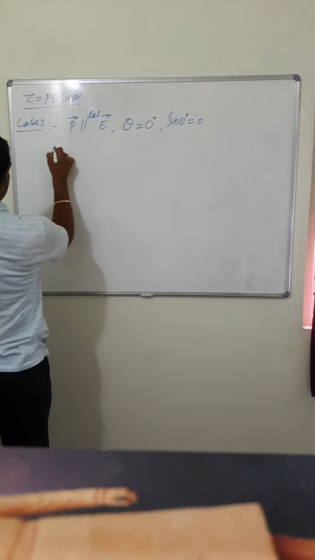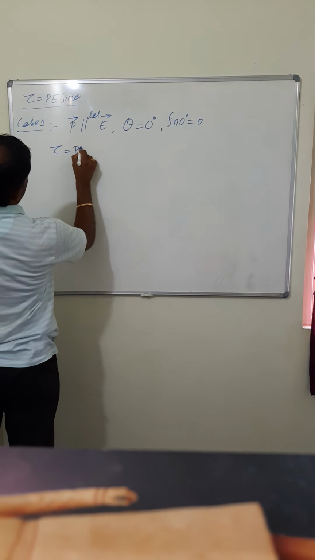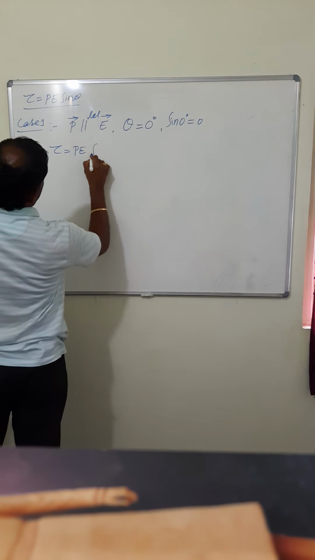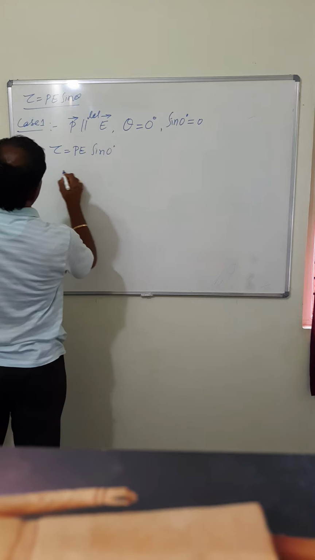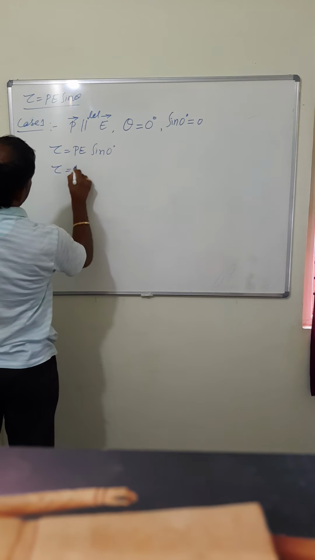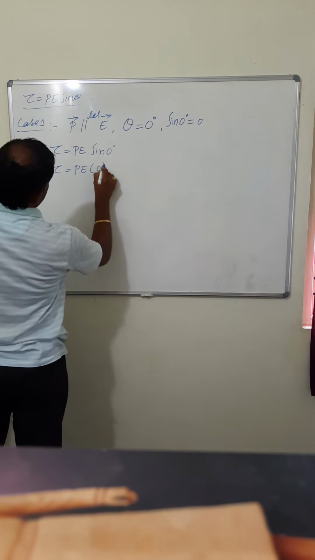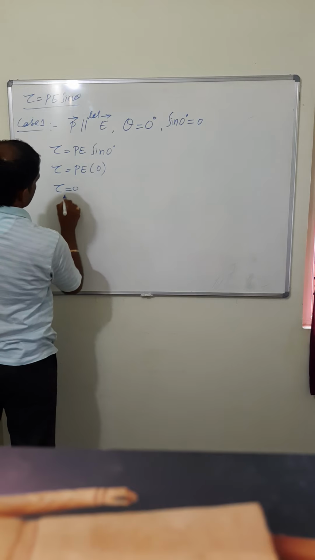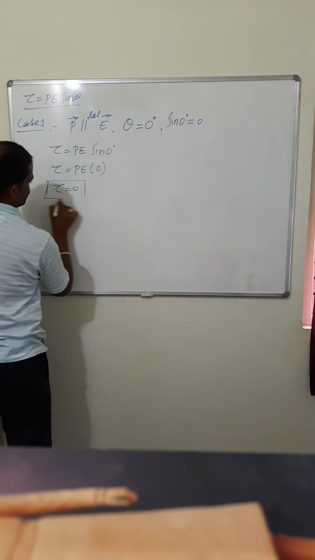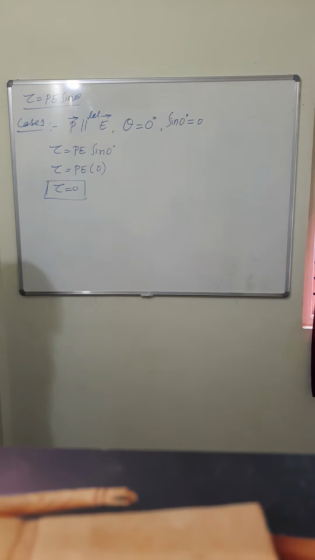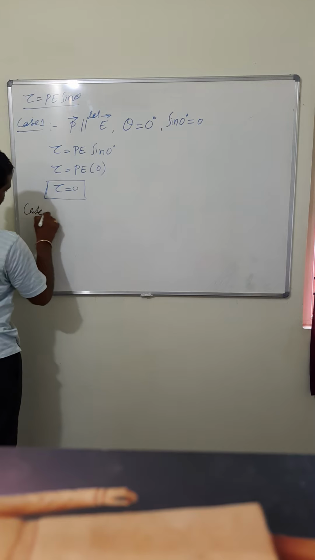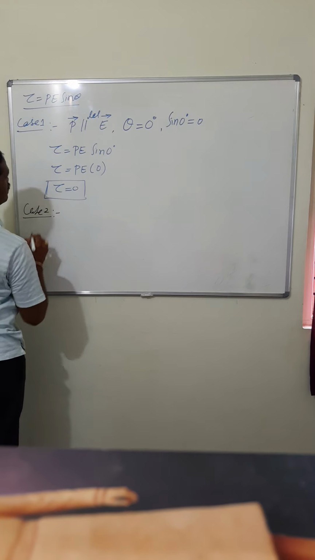Therefore, tau is equal to PE times sine of 0. Therefore, PE times sine of 0 is 0. Therefore, torque will become 0. Torque is minimum. This is the first case. Now, case number 2. What is case number 2?